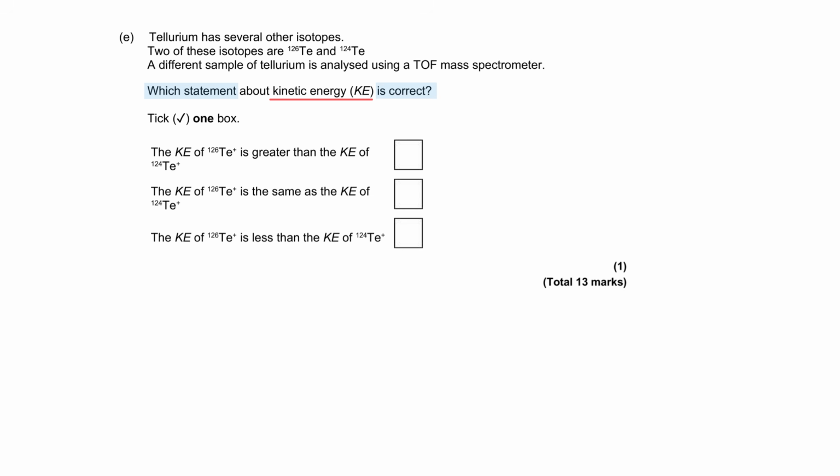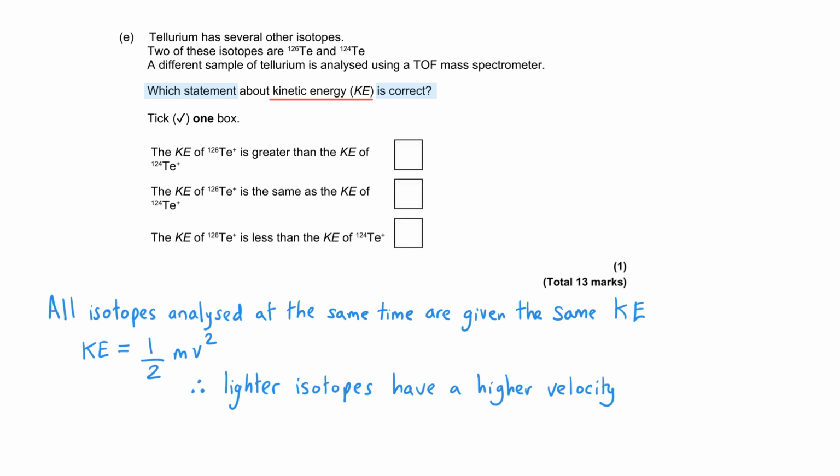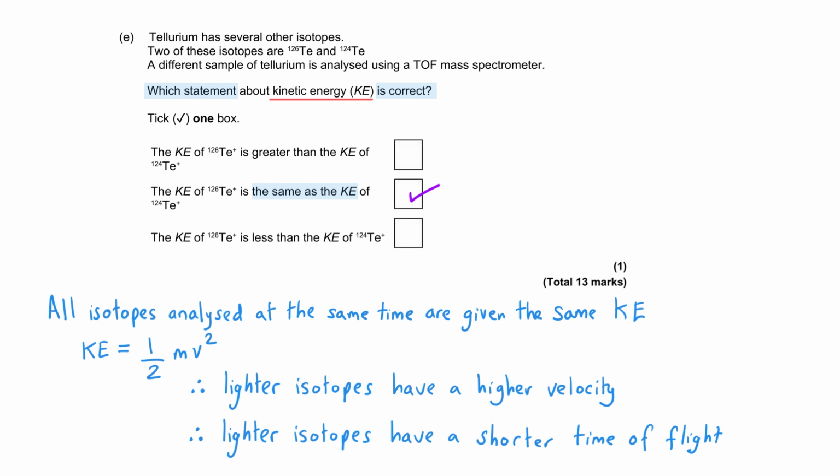This question is trying to tap into some uncertainty about the mass spectrometer process, so let's unpick it and gain clarity. For any given sample being analysed in a time-of-flight mass spectrometer, all isotopes are given the same kinetic energy. And since kinetic energy is half mv squared, that means that the lighter isotopes will have a higher velocity. And so the isotopes with a lower mass will have a shorter time of flight. And this means that we can look at our choices with confidence now and tick the middle box because both of the tellurium isotopes have got the same kinetic energy.